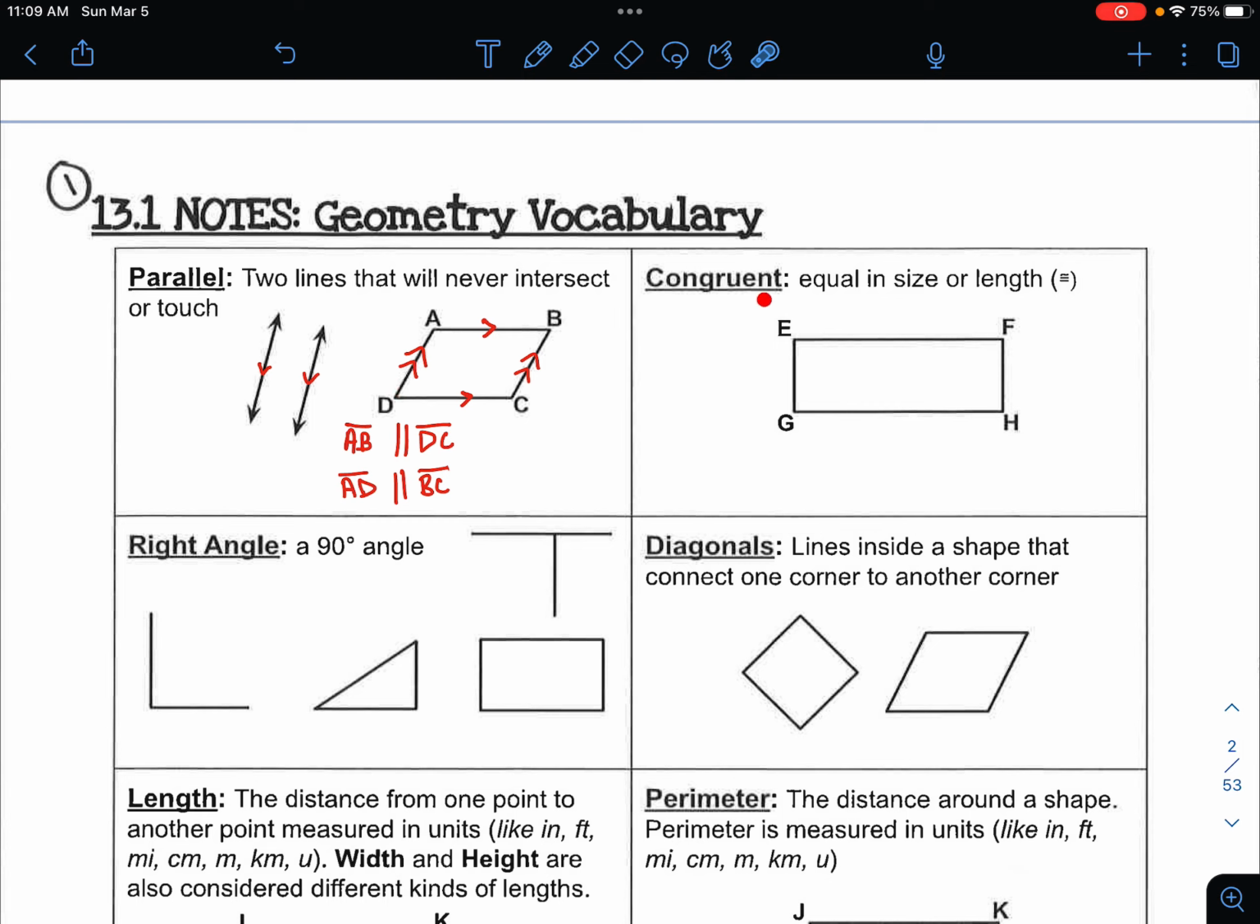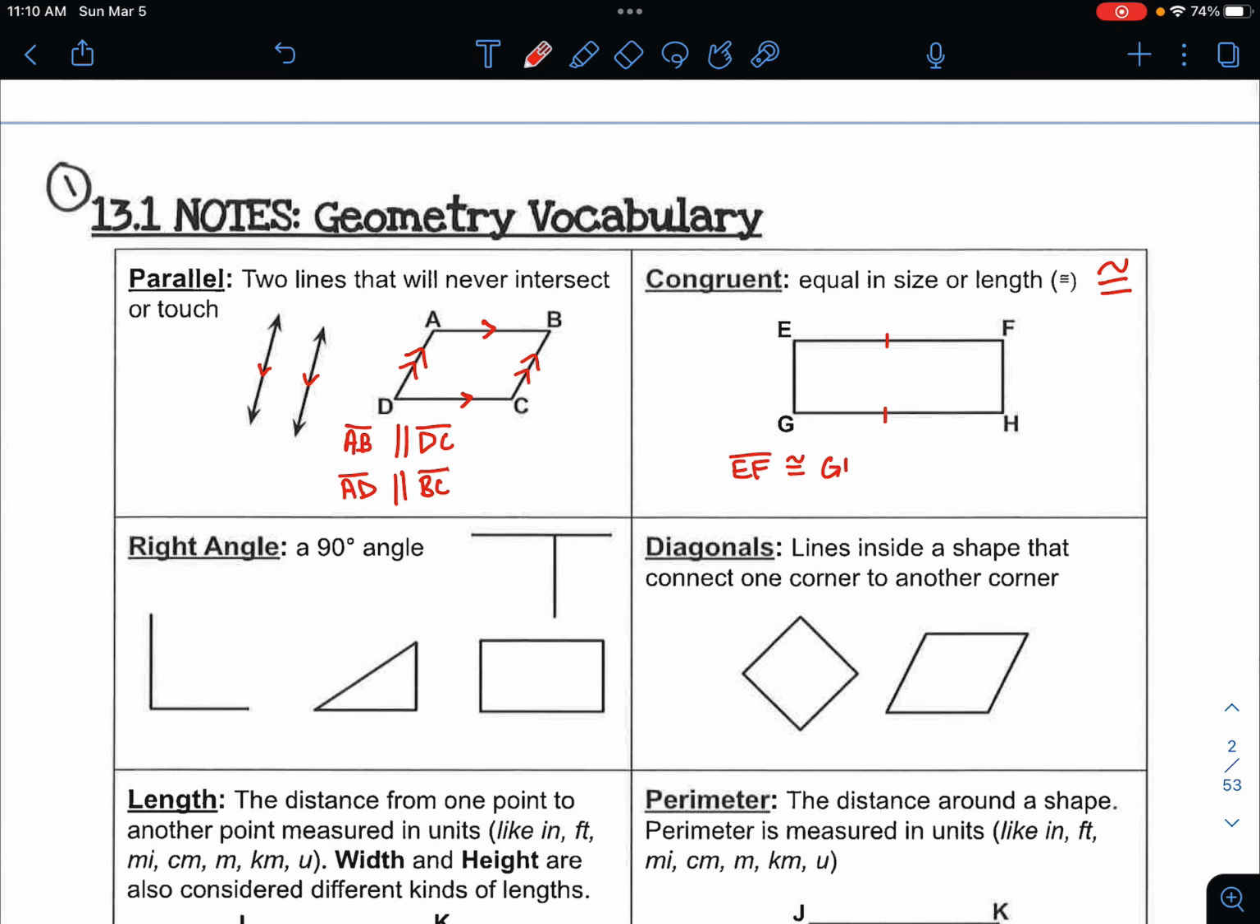Let's take a look at the word congruent. Congruent just means equal in size or length, and I know that's hard to see, but it's basically an equal sign with a little squiggly above it. There we go. So we have a rectangle here, and rectangles have 2 pairs of congruent sides. So this is congruent to that. And how do you know? Whenever you see a single line, I'll call it a notch, that means EF is congruent to GH.